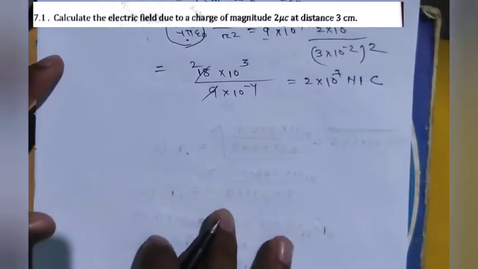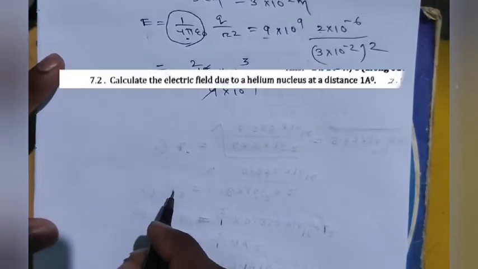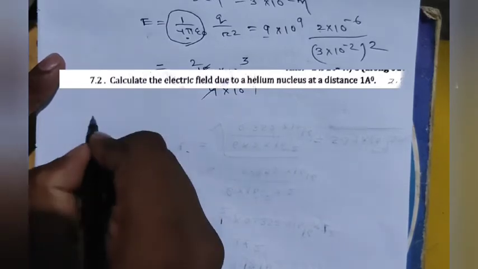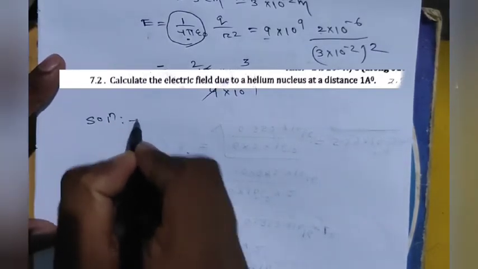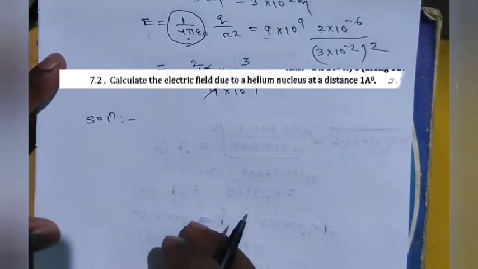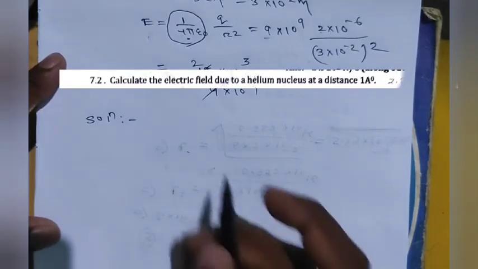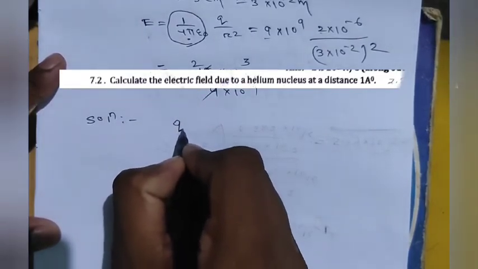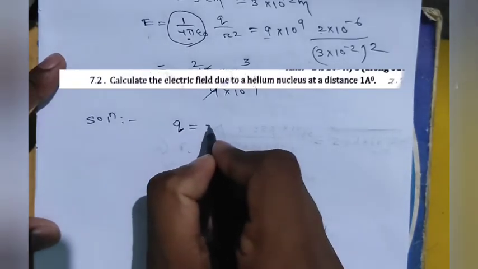So now I will go to the next question. So next question is calculate the electric field due to a helium nucleus at a distance 1 angstrom. So solution. So before this solution, we have to remember the charge of helium nucleus is how much?